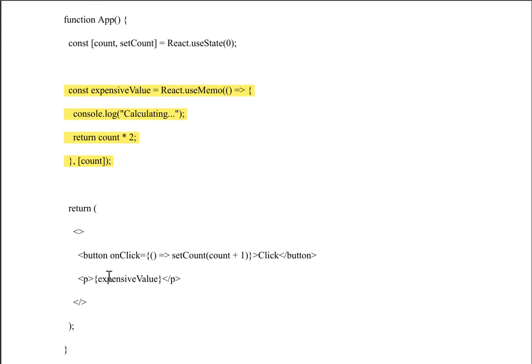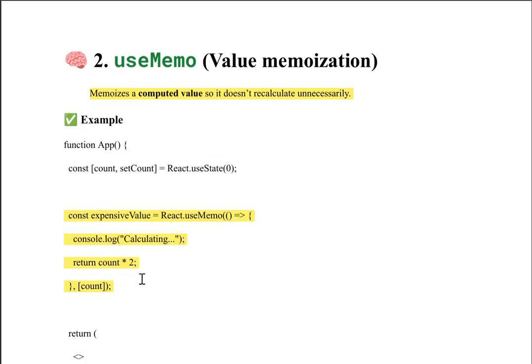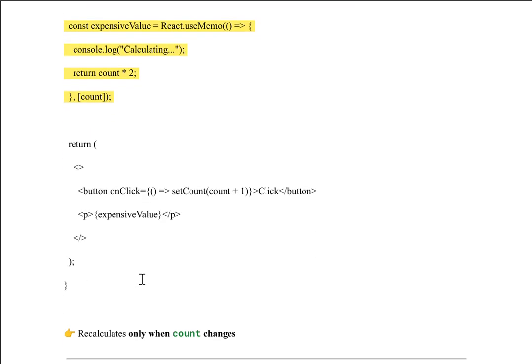Okay, so return, the button click. If you click on the click button, count will get increased by 1. Whenever the count is getting changed, it will go into this, as we have given the dependency count, so it will go into this calculating and it will return count * 2. So that value we will get rendered here. Okay, this is for useMemo. useMemo is a computed value that recalculates only when count changes, because we have given that as the dependency.